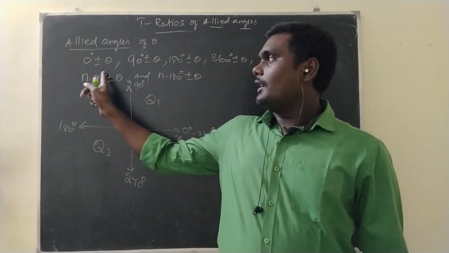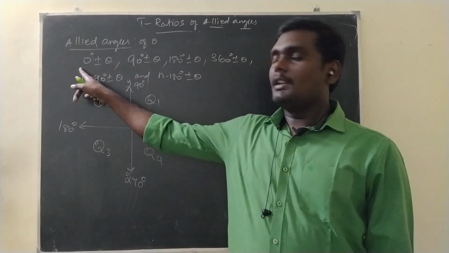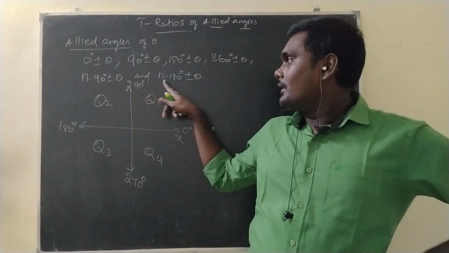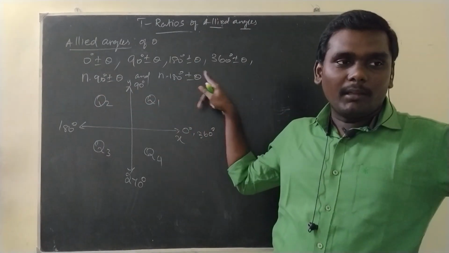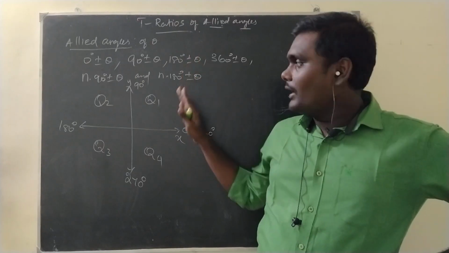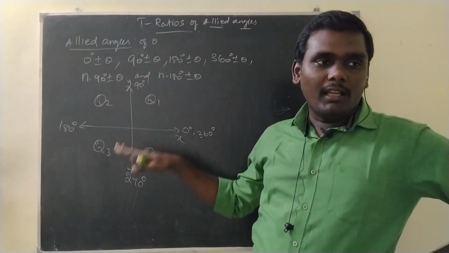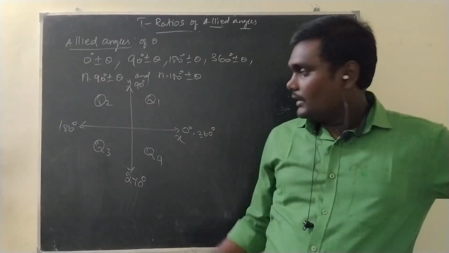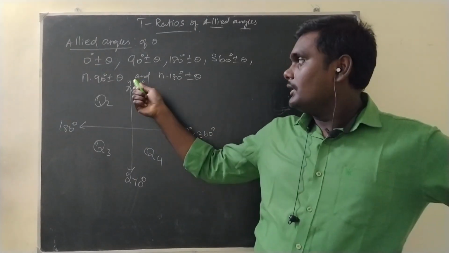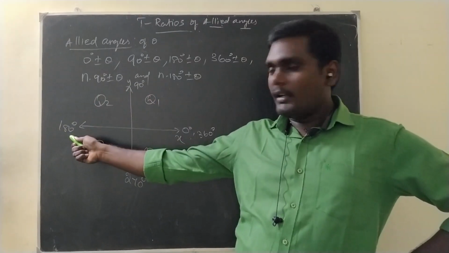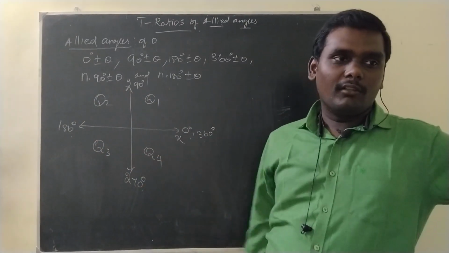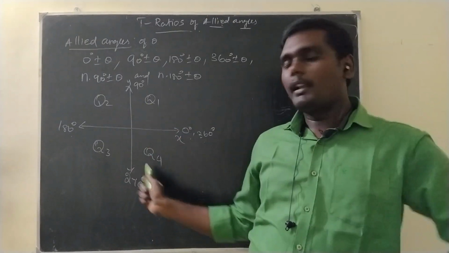So, in short, in general, the multiples of 90 plus or minus theta and the multiples of 180 plus or minus theta, we are going to see. In that, we have located all the angles in the Cartesian plane. It starts with 0 degree here, and here 90 degree, 180 degree, 270 degree, 360 degree, based on how much rotation it will take, and this is quadrant 1, quadrant 2, quadrant 3, quadrant 4.